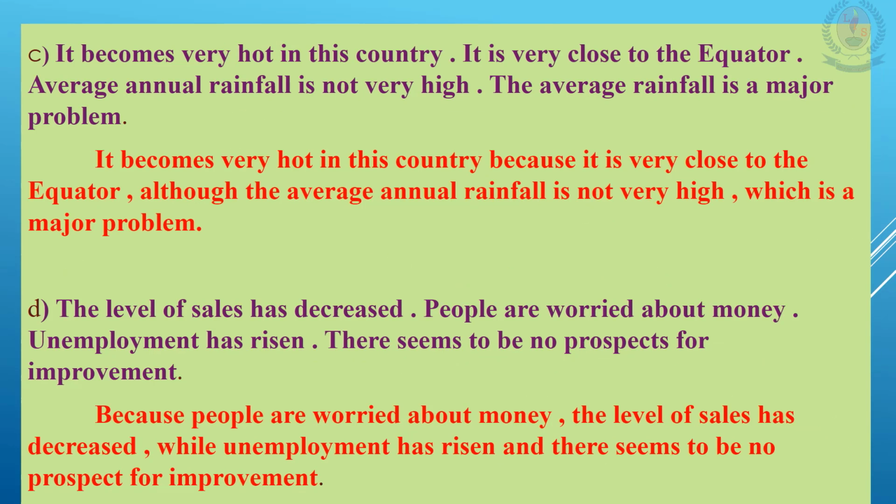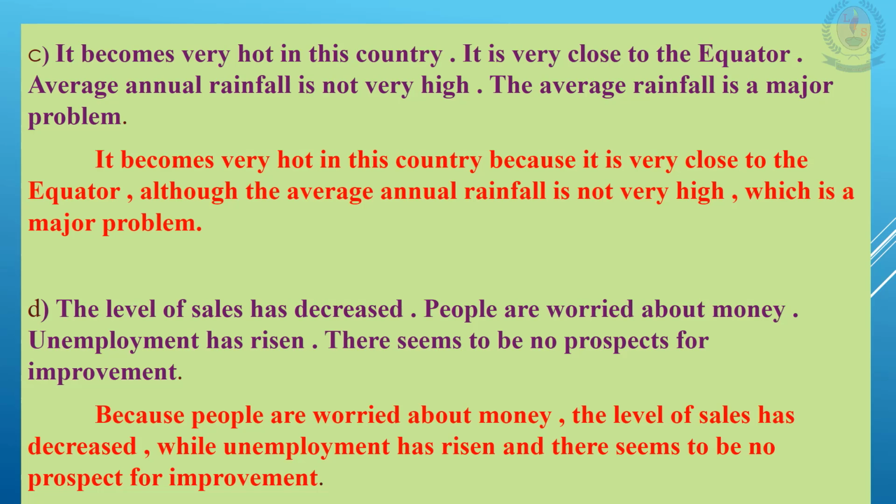Right, moving on to the third sentence. Again, here you are given 4 simple sentences and you have to use conjunctions to make one complex sentence. Let's look at the question now. It becomes very hot in this country. It's very close to the equator. Average annual rainfall is not very high. The average rainfall is a major problem. So you have to use conjunctions again here to join these 4 simple sentences and make one complex sentence.